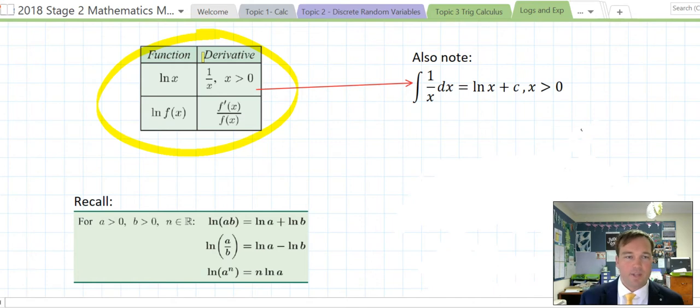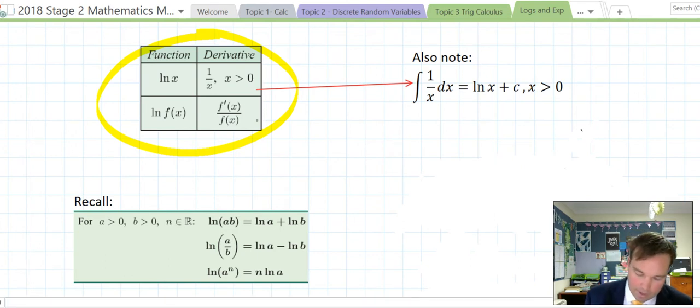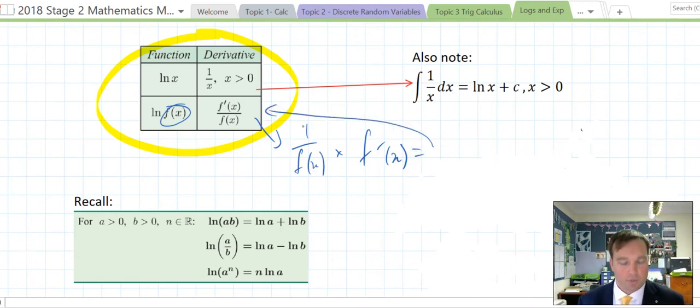is valid also. Note that if you do ln of f of x, the derivative comes out as f dash of x on f of x. And the other way of thinking about that is it will have come from 1 on f of x multiplied by the derivative of the inner, in this case the inner being f of x, so f dash x. And that simplifies to what they've got written there. So really it's an application of the chain rule that gets us the log of a function.